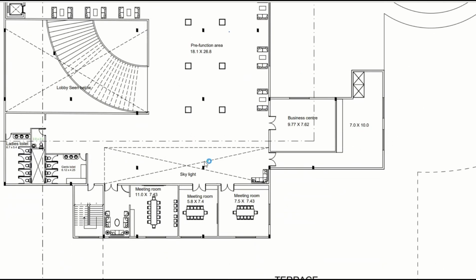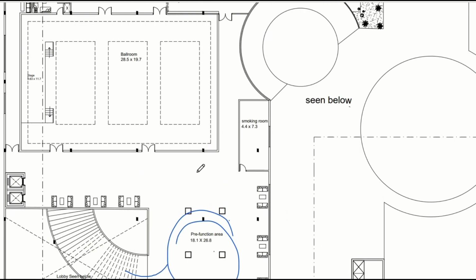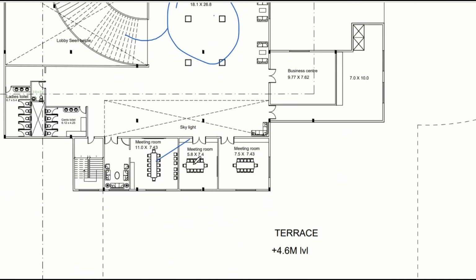Here, let me show my design. This is my first floor. Let's imagine the guests are entering this way, and this would be the pre-function area. Then depending upon the type of function, it would be either in the ballroom area or it could be the meeting rooms. It could be any of these things.